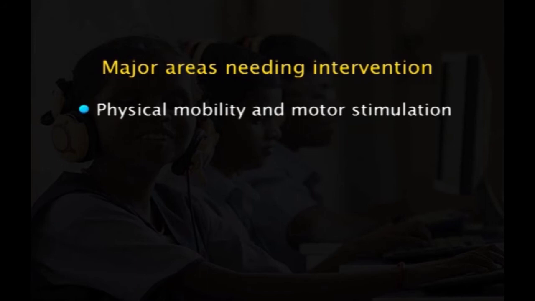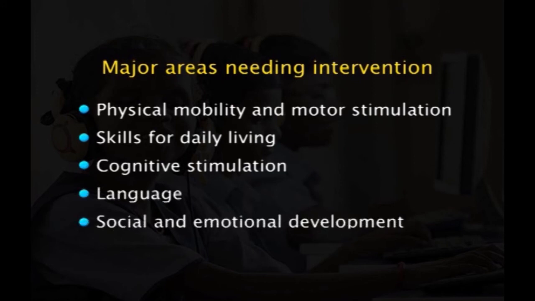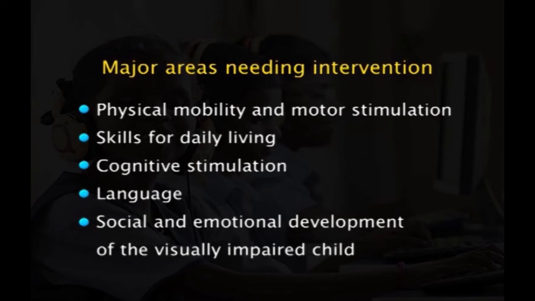In fact, it is ultimately the responsibility of the regular teachers, and the resource room teacher is there only for support. So, the major areas needing intervention are physical mobility and motor stimulation, skills for daily living, cognitive stimulation, language, and social and emotional development of the visually impaired child. Regular teachers should therefore know how to handle children with visual impairment.